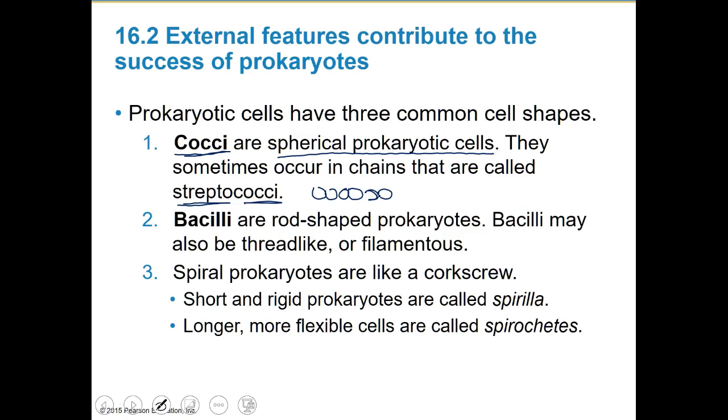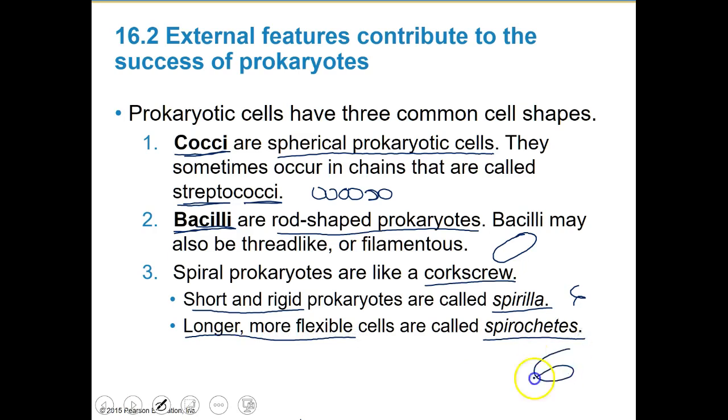Okay. Bacilli, so you've heard of like lactobacillus, that means it's a rod-shaped prokaryote. So they can be kind of thread-like or filamentous. This is actually what we think of with most of them, sort of like E. coli is sort of like a rod shape or a pill shape. We also have some other ones that are kind of a corkscrew. So if they're short and rigid and they're spirals, then we call them spirilla. However, if they're longer and more flexible, we call them spirochetes. So these are long, loopy things.